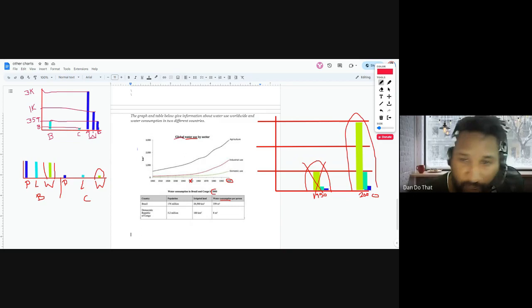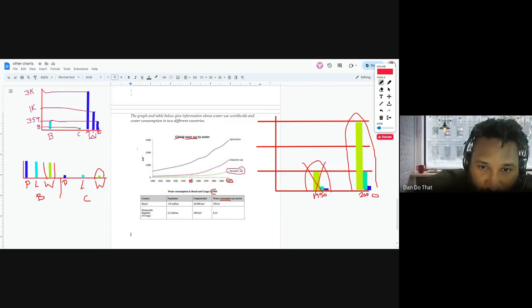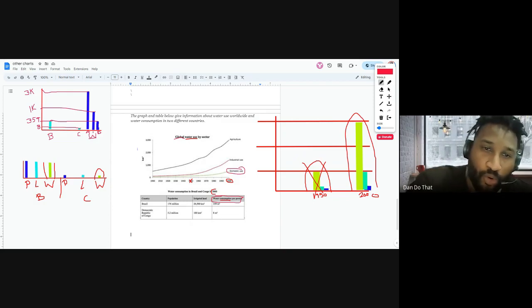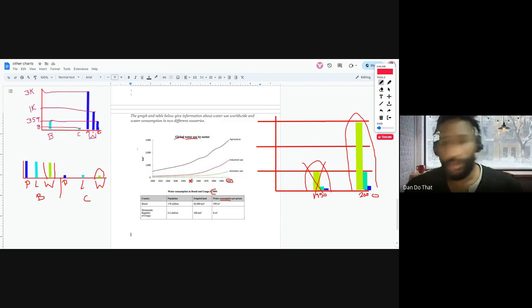What's interesting is that I like to see this. This is domestic. That means in your house, per person in a house. It's about the same, right? So Brazil uses 359 per person. That's the global amount. It's the same amount as everyone else in the world. Don't worry about that. You don't have to notice that.